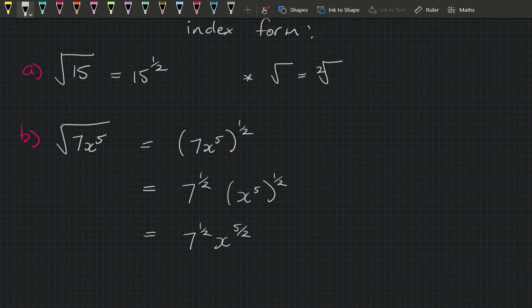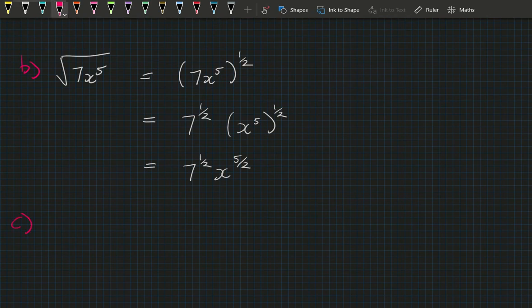So let's move on to part C, where the question is 3 times the 4th root of x to the 7. Now, the 3 is just hanging there, so we're not going to touch that at all, but we need to use the 4th root and turn that into the power of 1/4. So we've now got 3 times x to the 7 still, all raised to the power of 1/4.